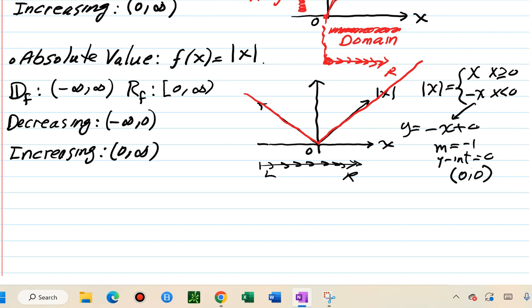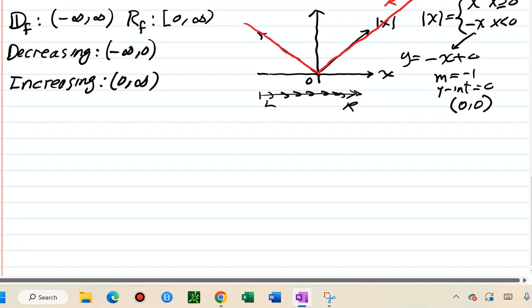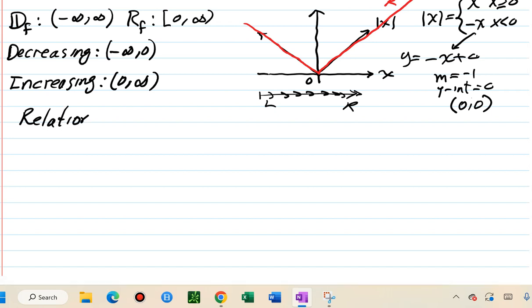Okay, and those are pretty much the ones we want to talk about for now. There is one other graph. This is not a function. So let's say this is a relation, however. Remember, a relation is an ordered pair in a set. At least one, could have many. So this next one is not a function, but it is a relation. It's given by x equals y squared.